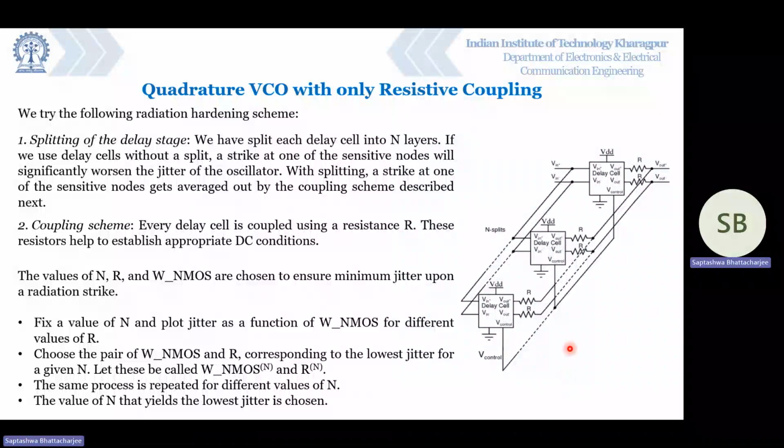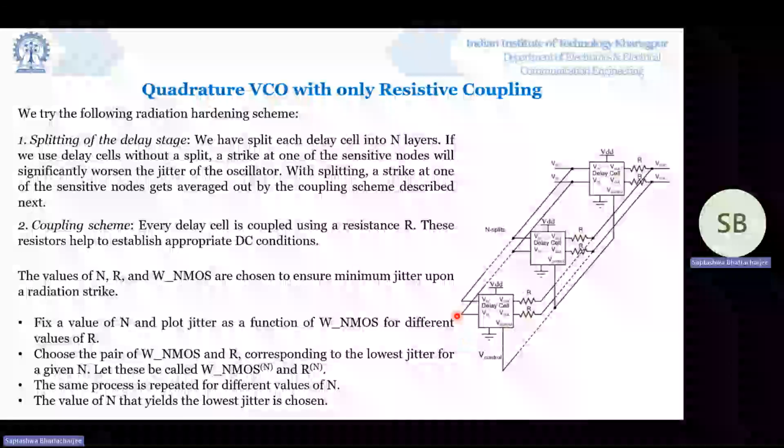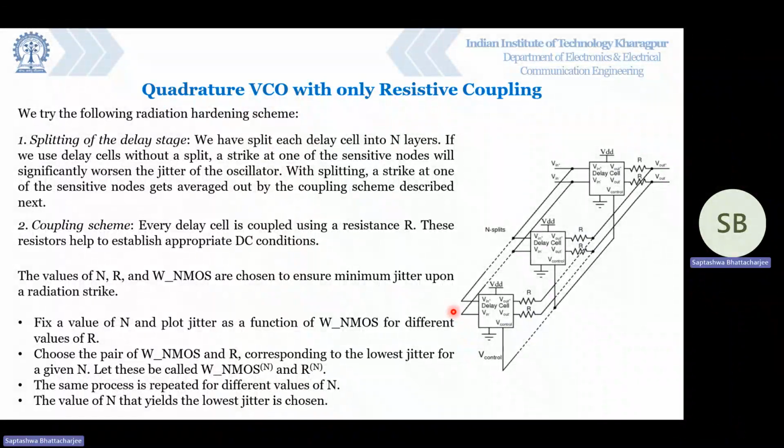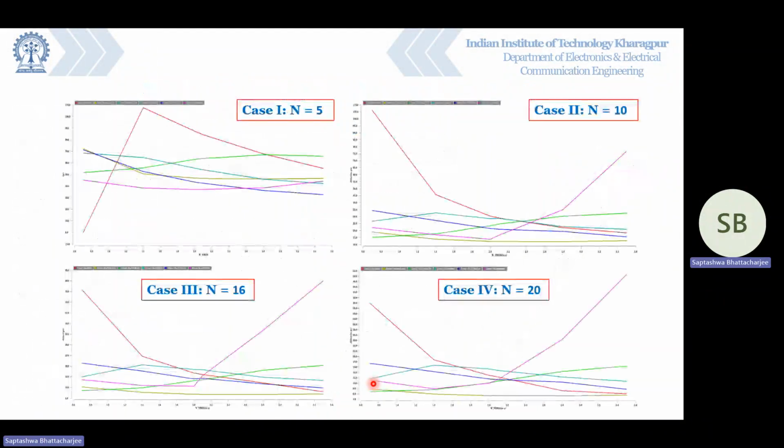So in this architecture, the variables are N split, the resistance R, and the WNMOS in each of the delay cells. So we have to come up with a combination of N, R, and WNMOS which ensures minimum jitter upon a radiation strike. At first we fix a value of N and we plot jitter as a function of WNMOS for different values of R. So for a given value of N, we choose a pair of WNMOS and R for which the jitter is the minimum. And we repeat the same process for different values of N and choose the value of N that gives the lowest jitter among all the cases.